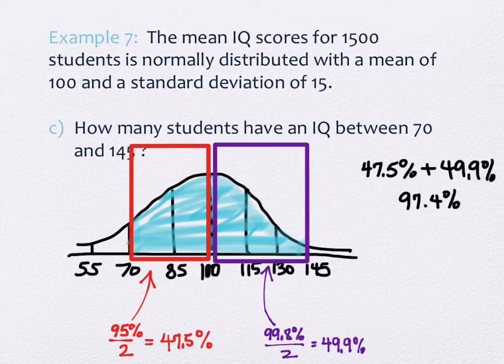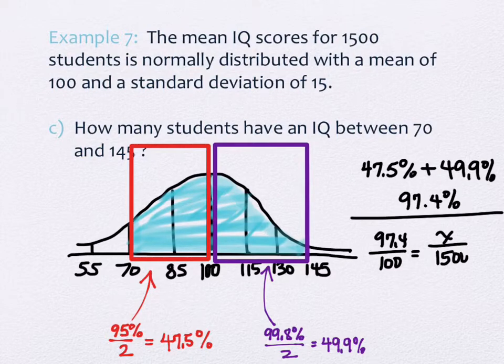Okay? Once I get to the percentage, the process works the same way it did on the previous parts. I need to figure out how much that is out of 1,500 students. So I have 97.4 out of 100 equals x out of 1,500. So this is 100x. What is 97.4 times 1,500? 146,100. Okay. And then dividing by 100.